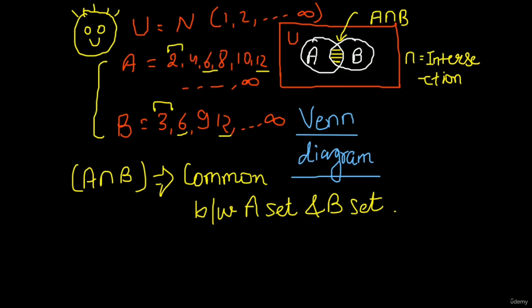Let's also see how it is going to look. Let's see it here. Like in the case of intersection, we are having A intersection B, which is going to be 2, 3, 4, 6. Let's use the brackets. 2, 3, 4, 6, 8, 9, 10, 12 and so on.